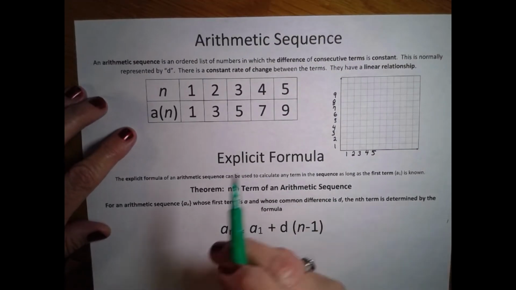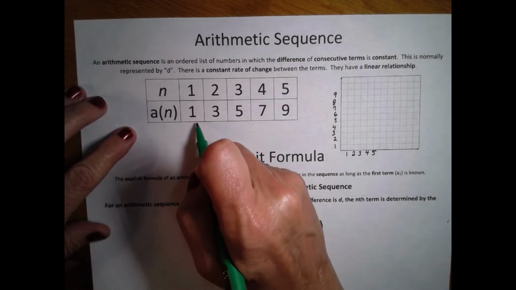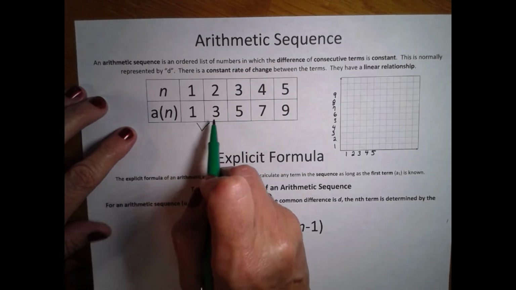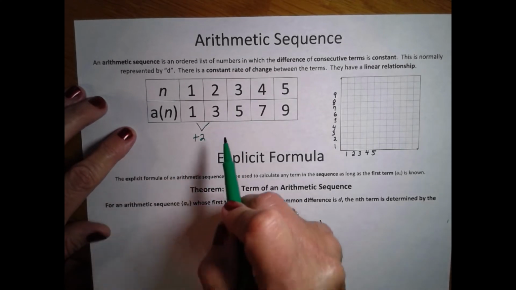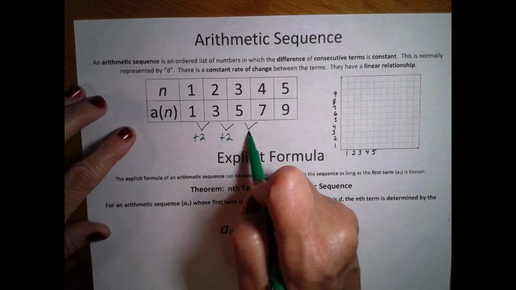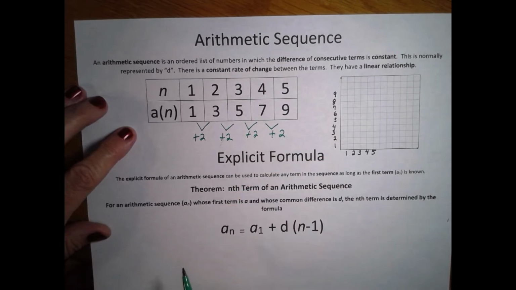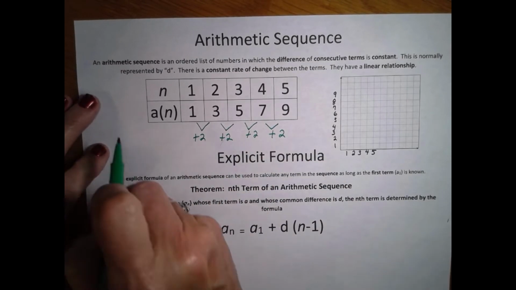Let's look again at this finite sequence. If I look at my terms, from 1 to 3, I have 2. From 3 to 5, I've added 2. From 5 to 7, I've added 2. And from 7 to 9, I've added 2. Well, I have a constant rate of change.